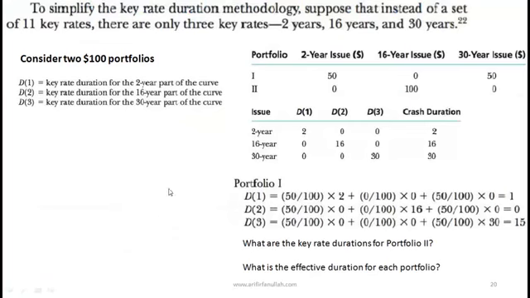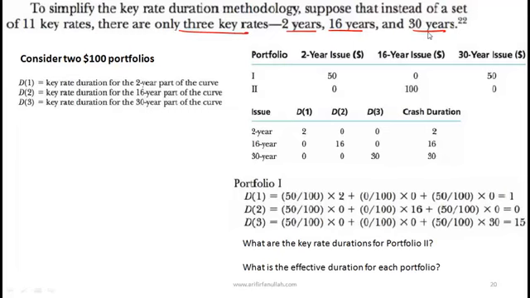And this is precisely from the curriculum. The guy who came up with this whole concept of key rate duration, it is his work that we are looking at right now. So to understand the concept through a simple example, to simplify the key rate duration methodology, suppose that instead of a set of 11 key rates, there are only 3 key rates. And if you can understand this concept, then the extension to 11 is just a mechanical exercise. So there are 3 key rates: 2-year rate, 16-year rate, and 30-year rate.